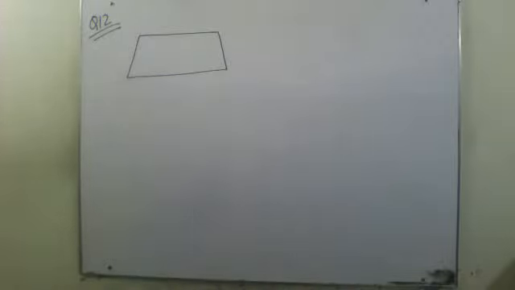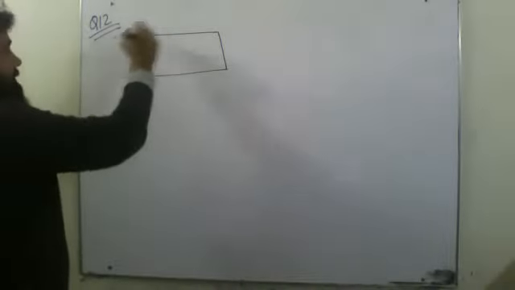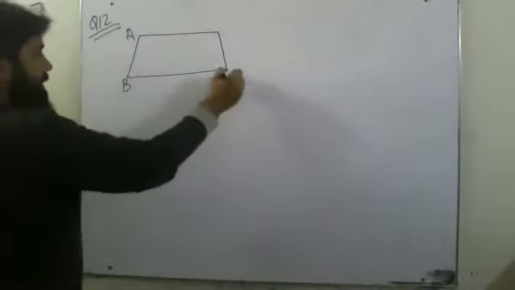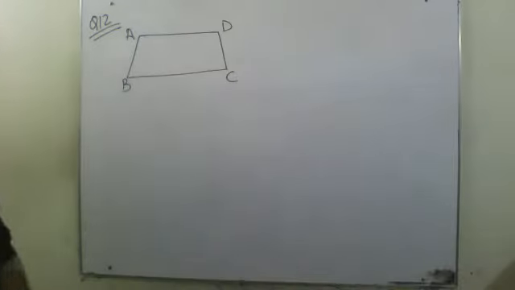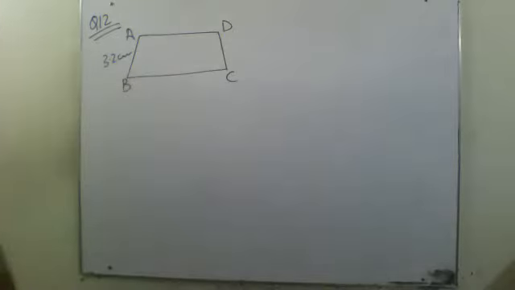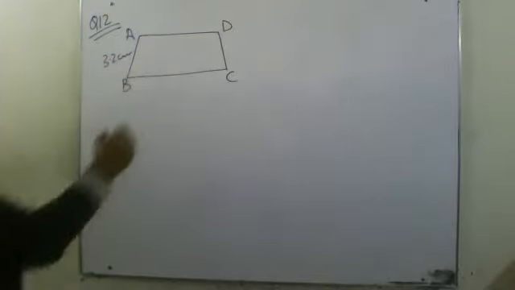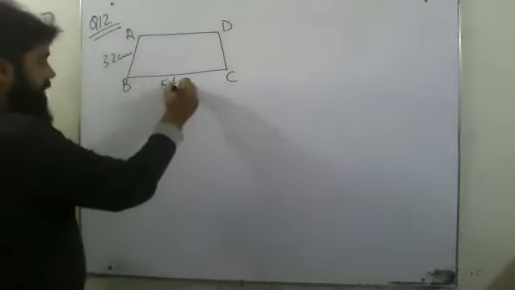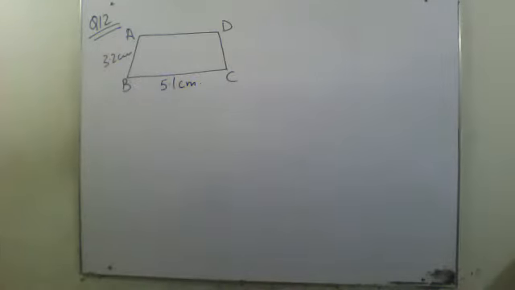And they are saying that it's ABCD. So ABCD, I have written it in this way. Now they are saying AB equals 3.2 centimeter. That's the first thing given to me. And BC equals 5.1 centimeter. This is given to me.